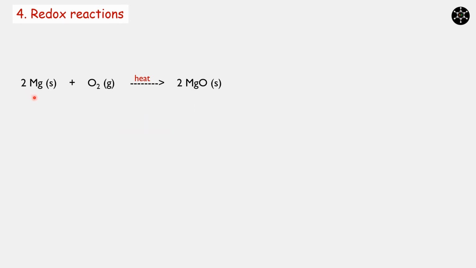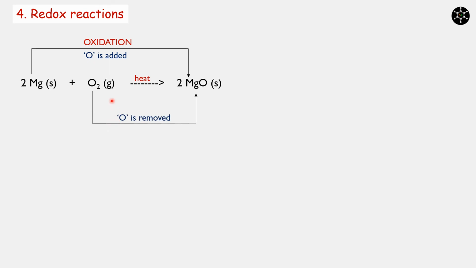A similar example with magnesium metal. When magnesium solid is heated with oxygen gas, magnesium oxide solid comes out as the product. For magnesium to become magnesium oxide, we have to add oxygen, meaning magnesium should undergo oxidation to get converted into magnesium oxide. In the same manner, for oxygen to become MgO, we have to remove one oxygen atom from the oxygen molecule. In this process, oxygen has undergone reduction to get converted into magnesium oxide.